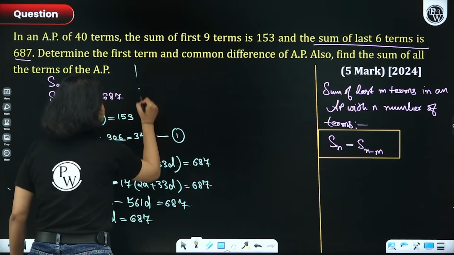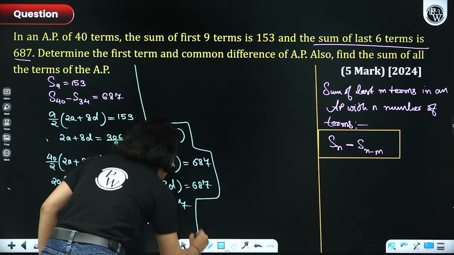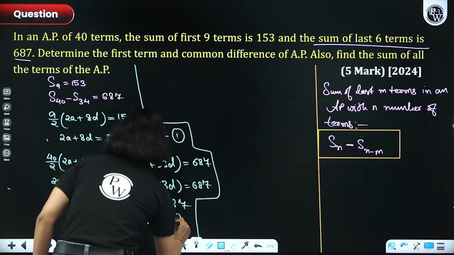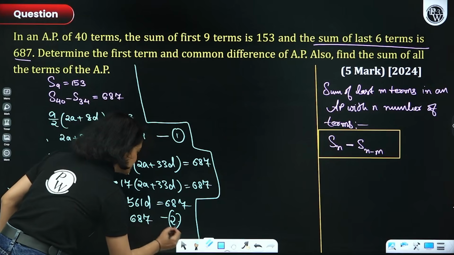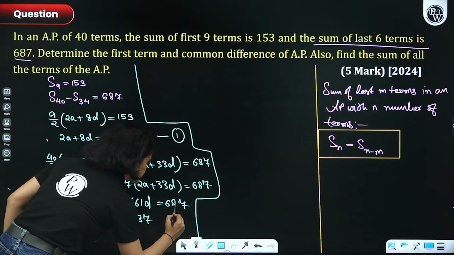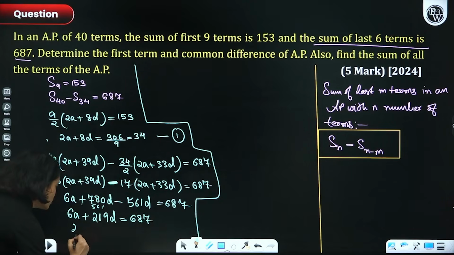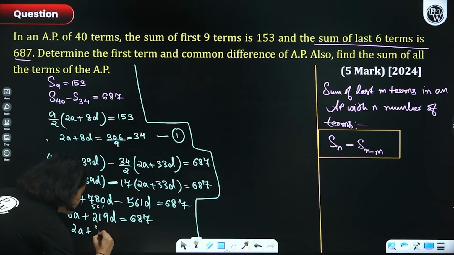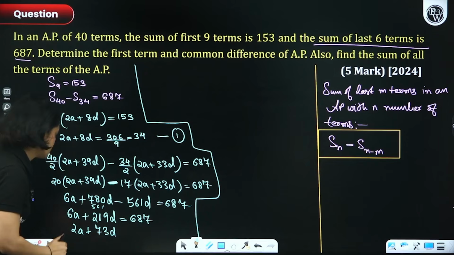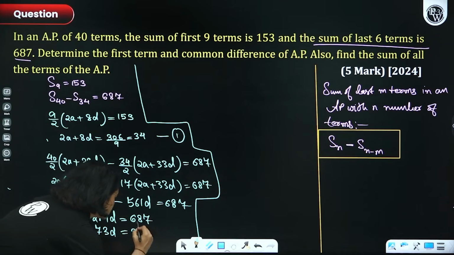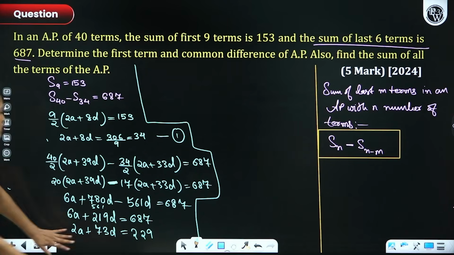Okay, let's solve both the equations now. This is equation number 2. And let's see if we can take 3 common here. So if I take 3 common, what do I get? I am going to take 3 common here and simplify this because I think it can be simplified further. Yes. So here I'll get 2A plus 73D is equal to 229. Now, this is simplified.